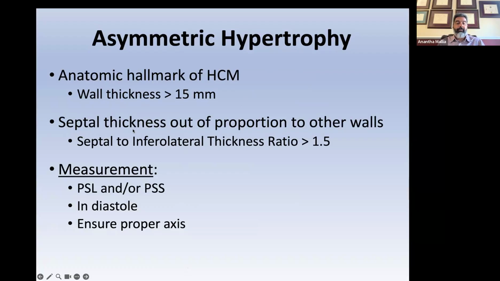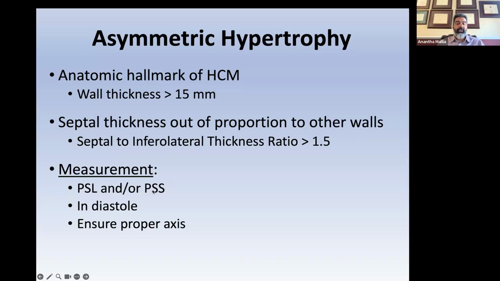So if you take the septal thickness and index it to the thickness of the opposite wall, so if we're in the parasternal long axis view, for example, looking at the anterior septum, and we compare that thickness to the thickness of the inferolateral wall, which is the opposite wall, if that ratio is more than 1.5, then you should have a high suspicion that this patient has HCM. So that's essentially the hallmark, at least the anatomic diagnosis of HCM.